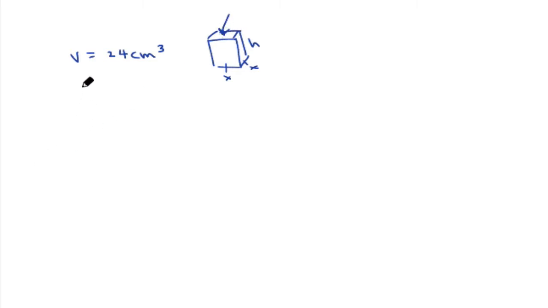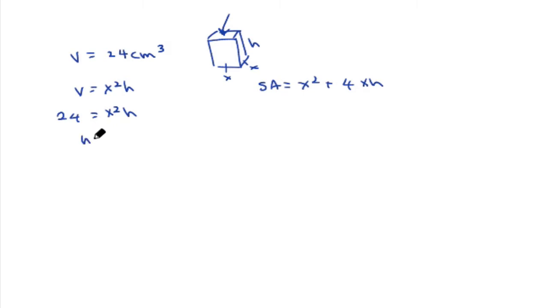So we know that the volume of this will be equal to x squared h. And so we have 24 as our volume. And we're looking for surface area here. So surface area will be the bottom square, so x squared, plus 4 times each of the 4 sides, so xh. And so let's find an expression for height here that we can plug into our surface area.